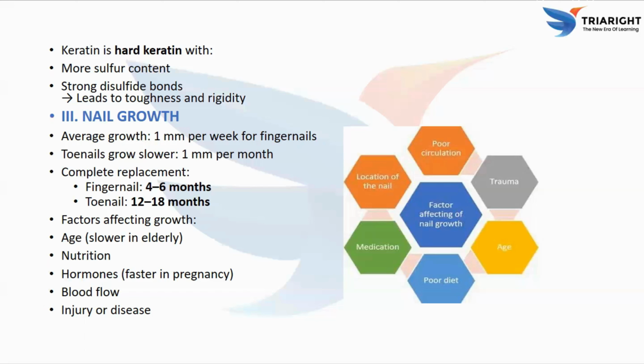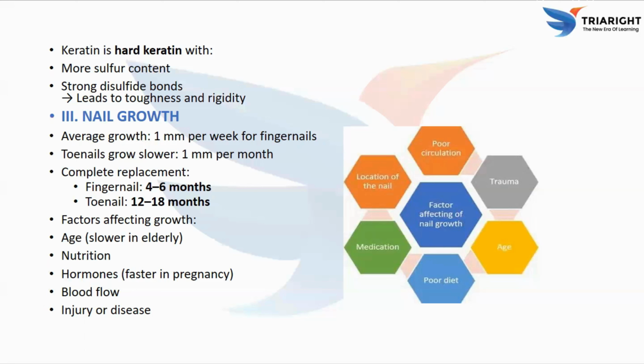So blood flow and circulation. More blood flow gives faster growth, and the nails grow very fast because of the more blood flow. Injury or disease can temporarily stop or permanently deform nail growth. What about the location of the nail? Fingernails grow faster than toenails, right? The middle finger grows the fastest. Medication, what is the effect? Chemotherapy and retinoids can slow the growth. Whereas trauma injuries can cause ridges, deformity or a temporary halt in growth.